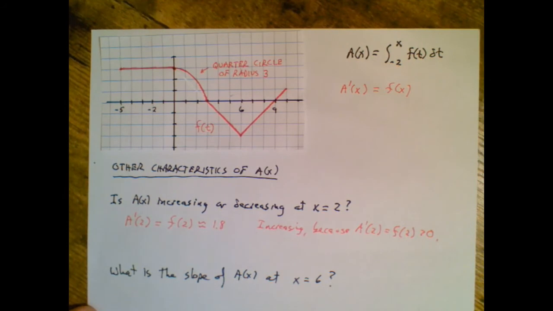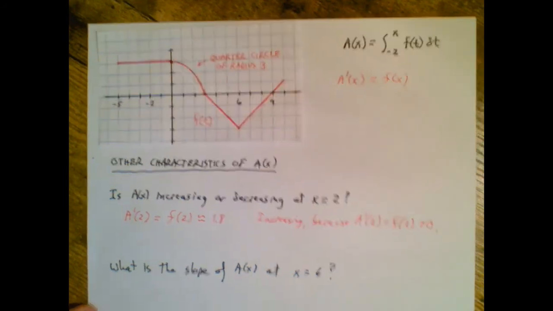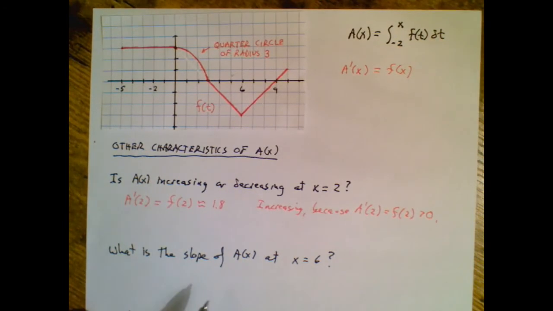Here's a picky little AP point. You might feel like saying increasing because a prime of 2 is greater than 0, but because a prime of 2 is connected to f of 2, they want you to write both of those items. So I know that's a picky thing and you may forget it, and they may take off a point if you forget it.